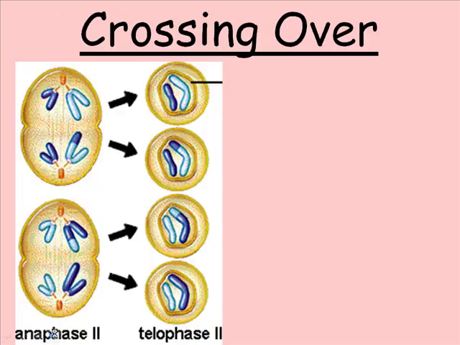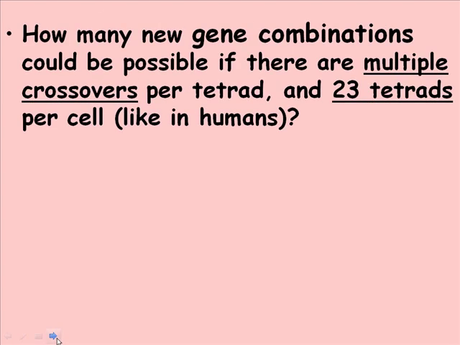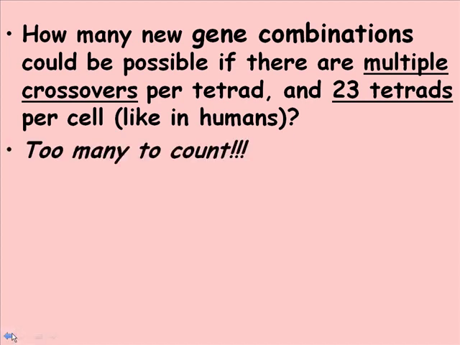Now let's take this further. So with this one crossing over event, we've got one, two, three, four different types of gametes. Four gametes, just from one crossing over event. So if you think about a human, where there are so many more chromosomes, there are 23 tetrads per cell, and the number of combinations is, well, as you already saw, too many to count.